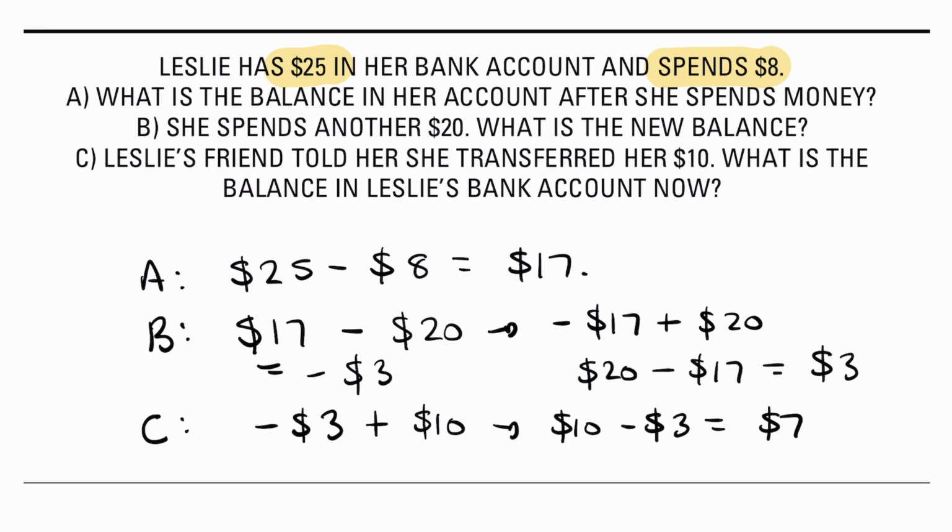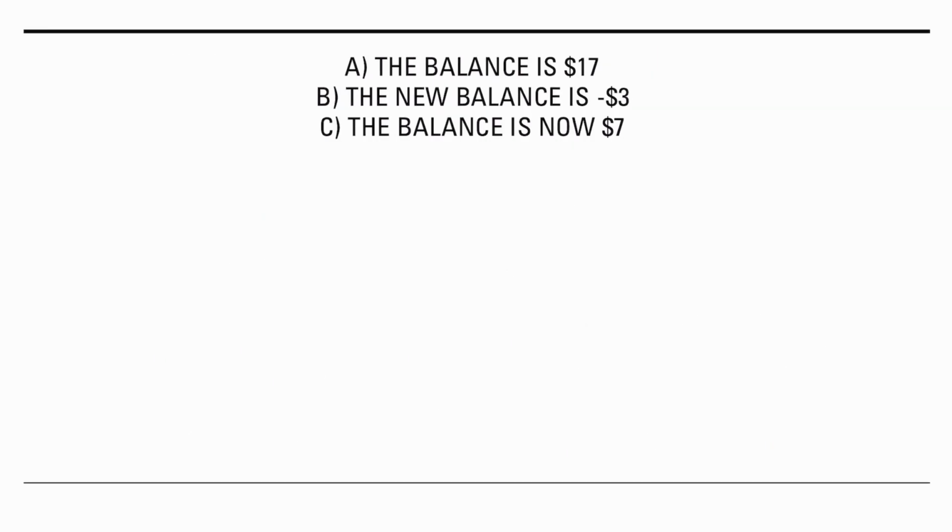So she's gone from $25, she's spent $8 and then spent another $20. Then her friend has added $10, and so she's ended up with $7. So A, the balance is $17, B, the new balance is -$3, and then C, the balance is now $7.